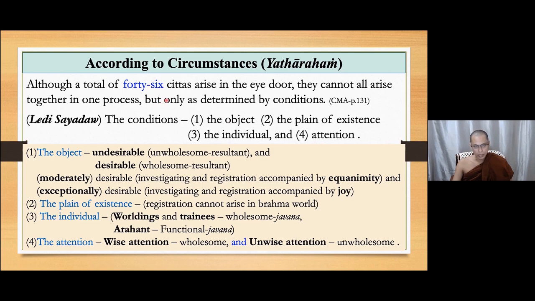Okay, so now we understand the 46 consciousness. In each door, there are 46 consciousness that can arise, but they cannot arise in one process. They can arise accordingly, in circumstance. Now we understand about that. Let's continue.